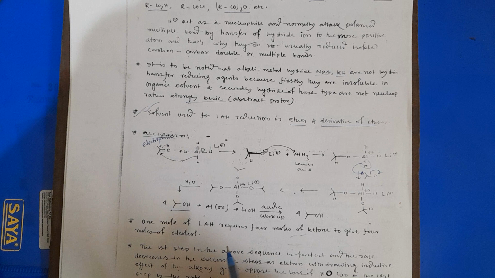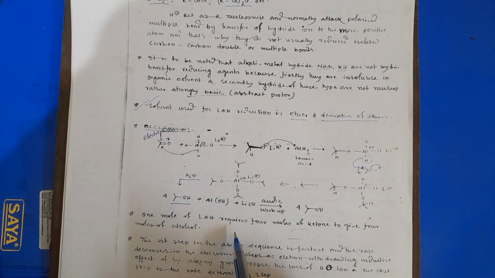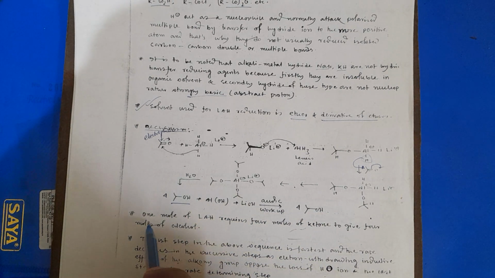So from this reaction mechanism we can easily say that 1 mole of lithium aluminum hydride requires 4 moles of ketone to give 4 moles of alcohol. That is very important, as you can see.